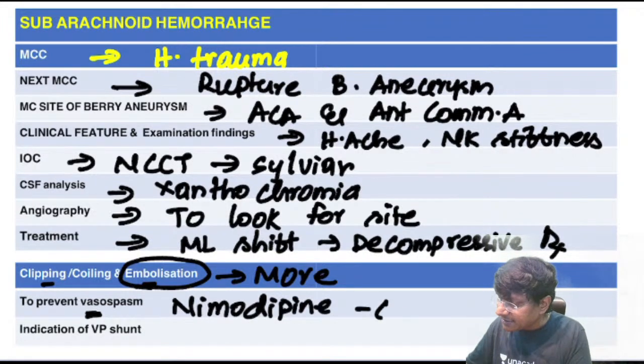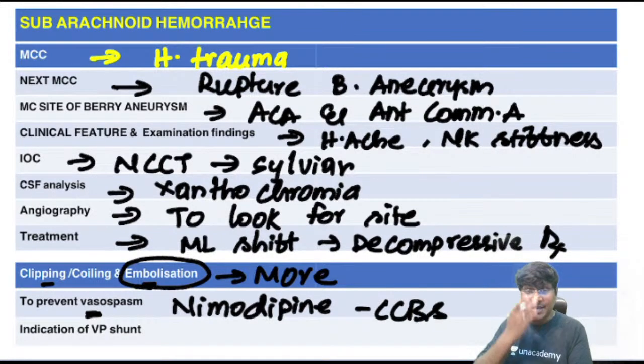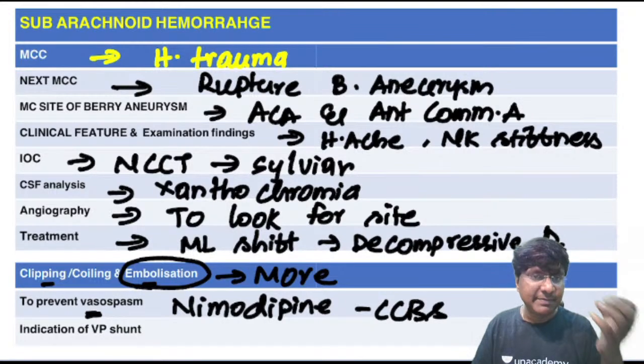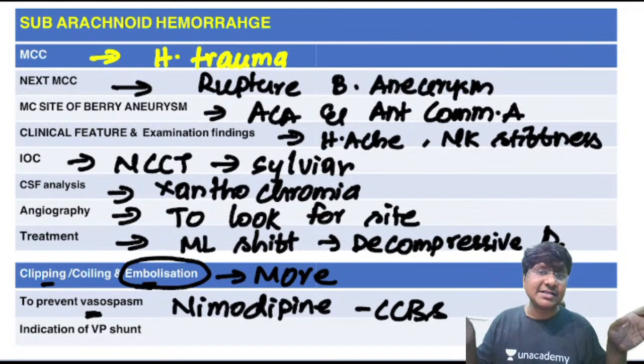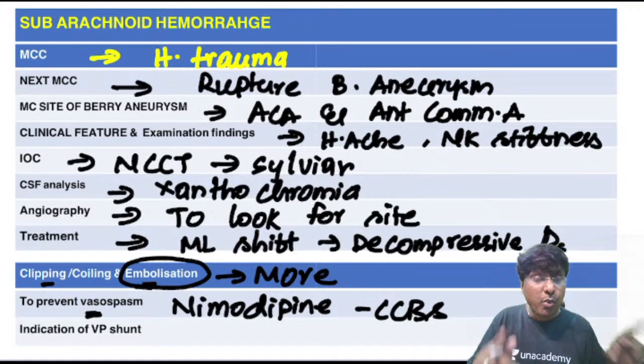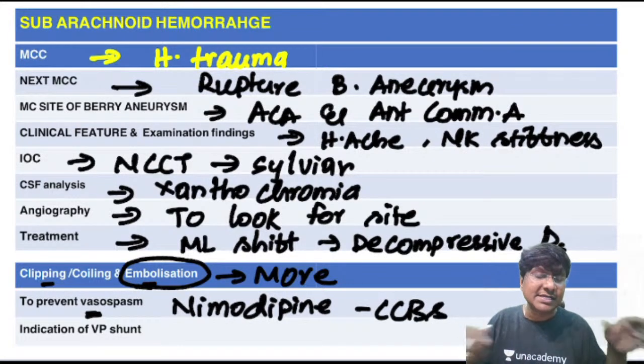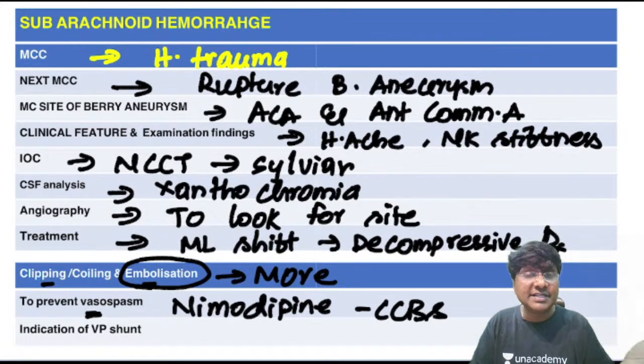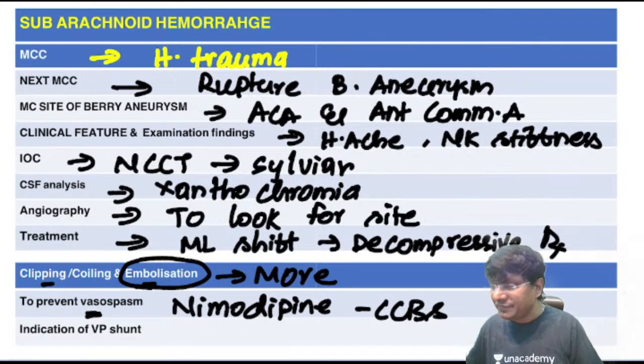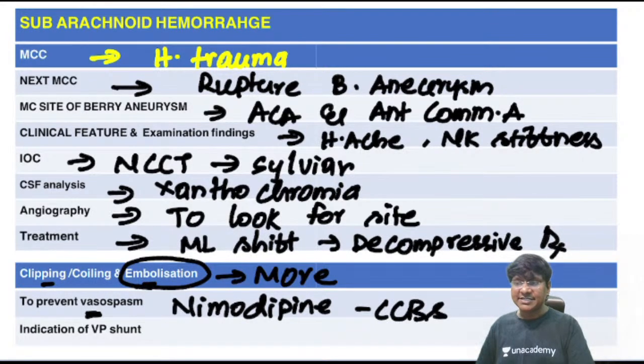Nimodipine is a calcium channel blocker. Now, why will there be vasospasm? Because of the rupture of the berry aneurysm, the remaining vessels undergo compensatory vasospasm to prevent further bleeding. But once there is vasospasm in the other vessels, there can be precipitation of a cerebrovascular accident, and we don't want vasospasm to occur in the other vessels. So to prevent the vasospasm, we give nimodipine, that is a calcium channel blocker.